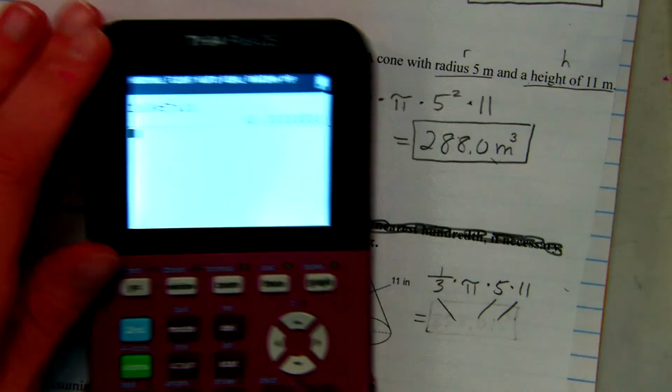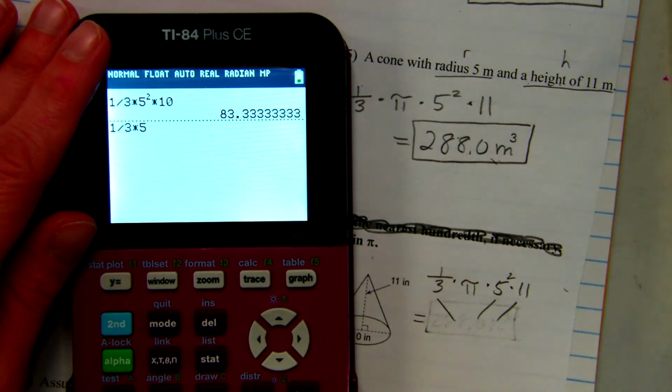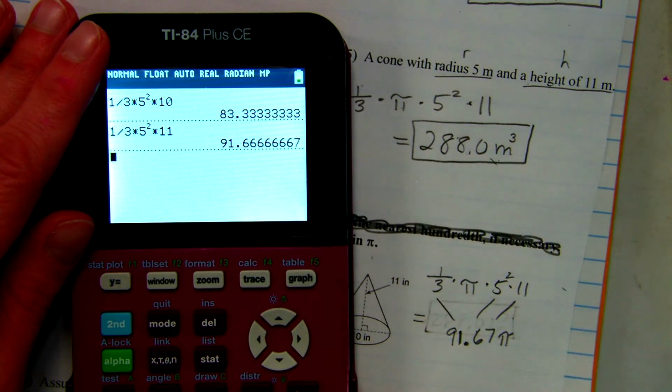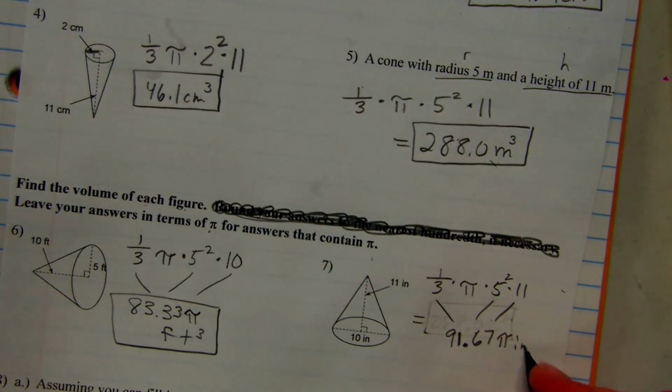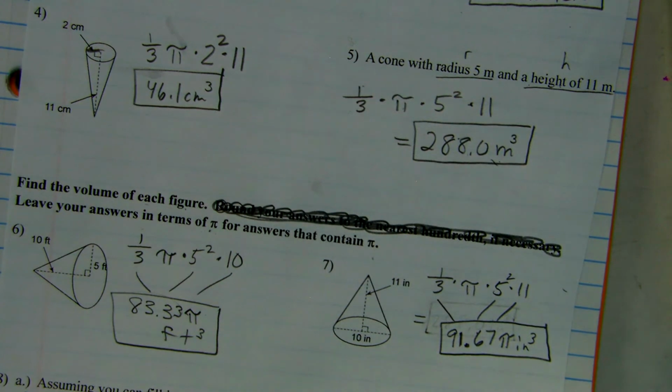Sophie. So what we're actually going to do is 1/3 times 5 squared times 11. So that comes out 91.6, repeating. I'm rounding off to 91.67 pi inches cubed. So it is the same problem, but they wanted the answer in a different form.